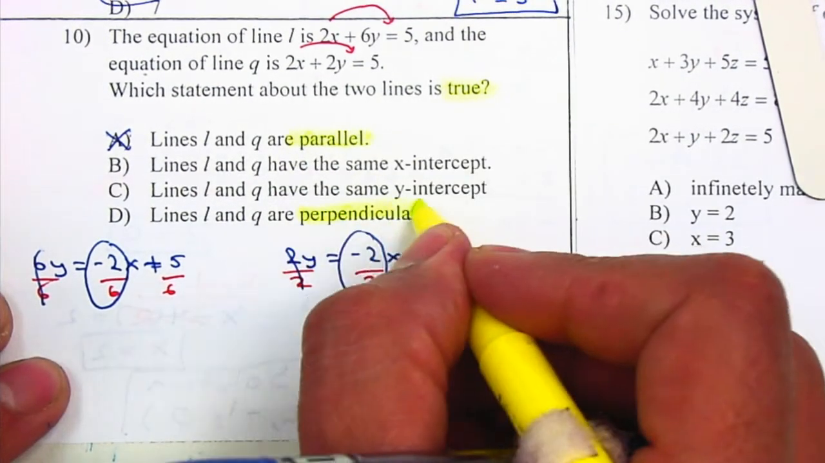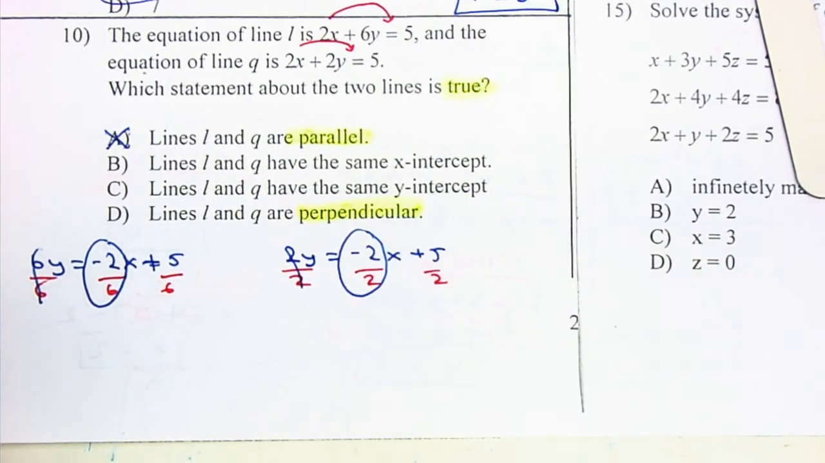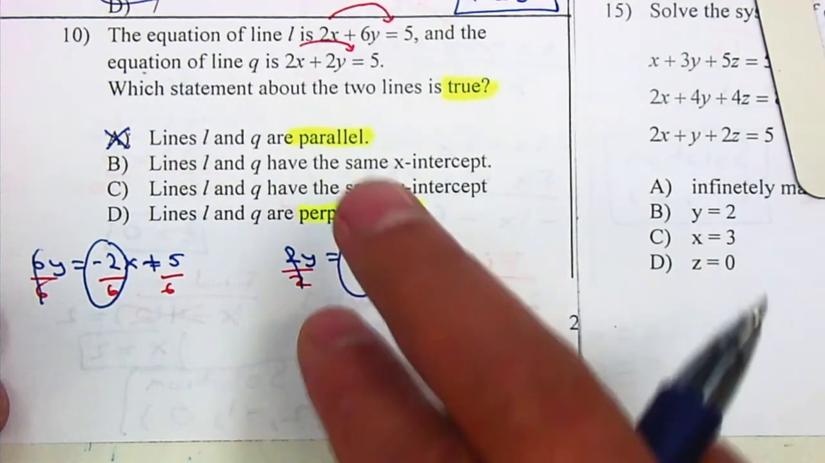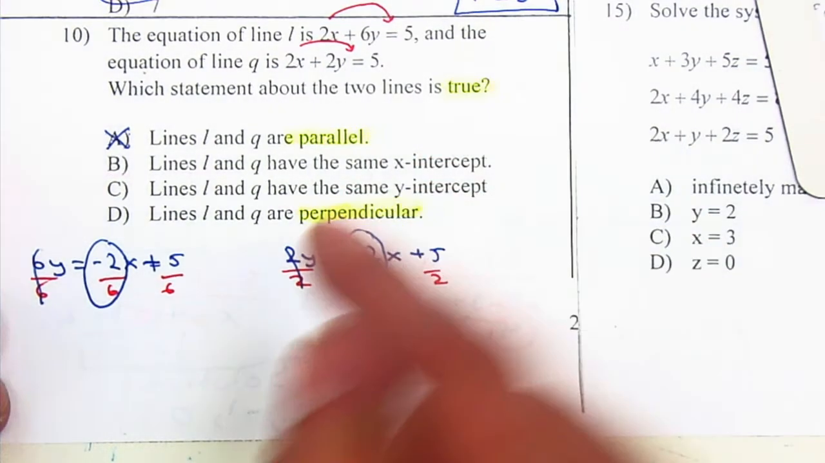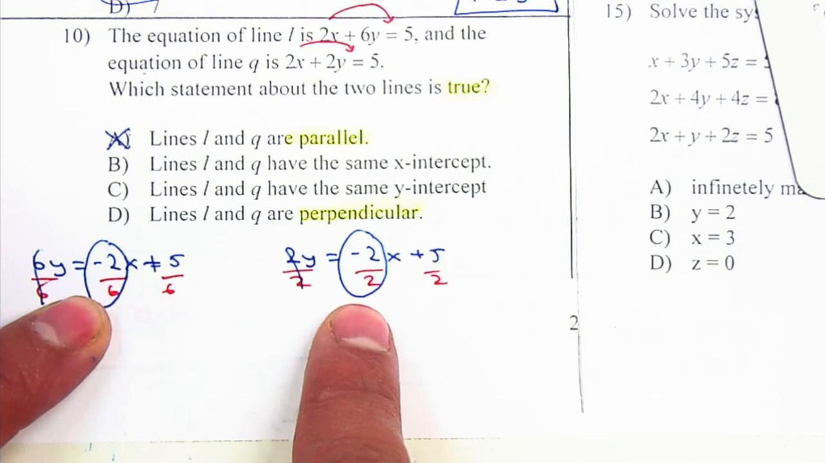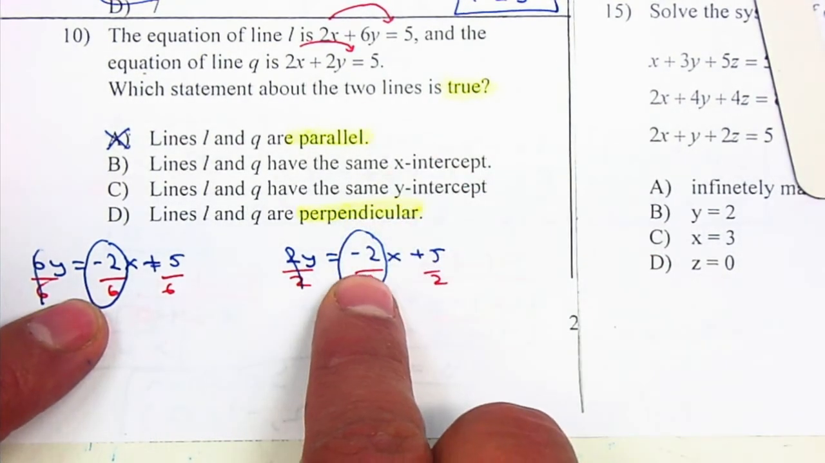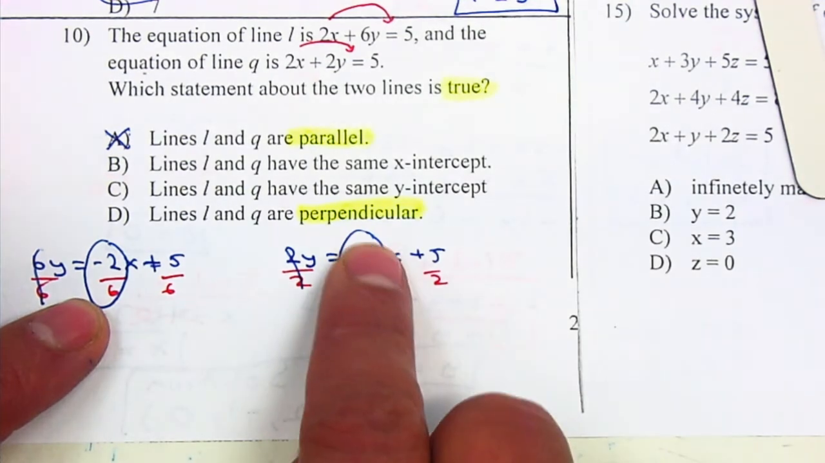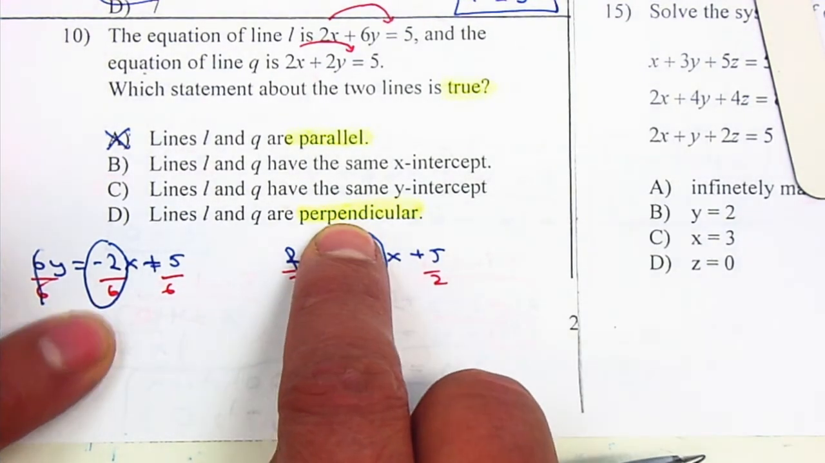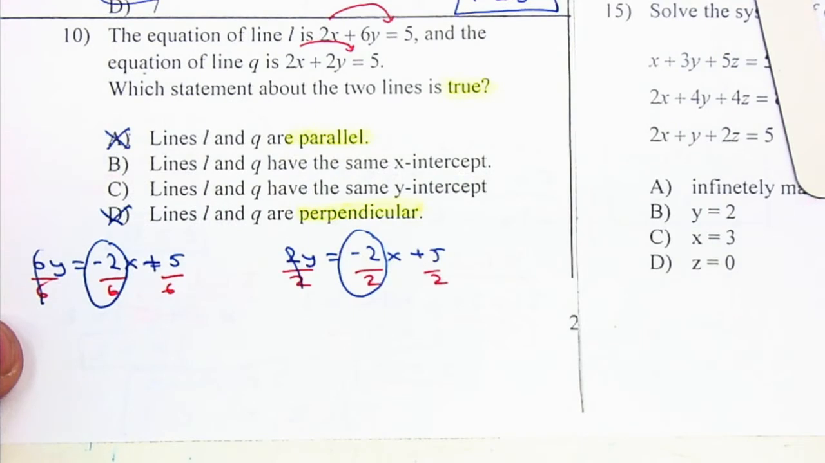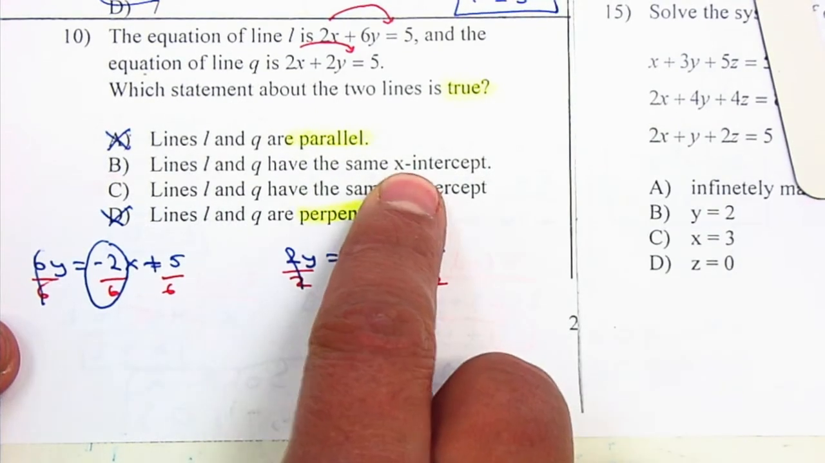If they're perpendicular, that means that the slope is the opposite. One of them is negative, the other one is positive, and the reciprocal. So now they're both negatives, and they're not the reciprocal. This one will have to be 6 over 2. Positive 6 over 2 for them to be perpendicular. So no. Do they have the same x-intercept?